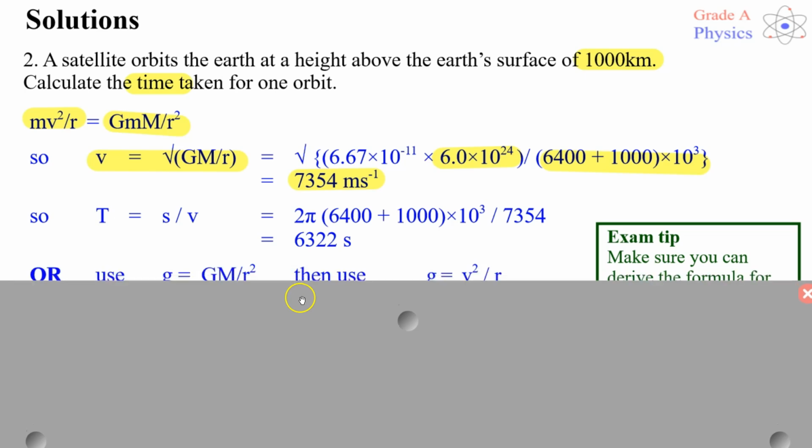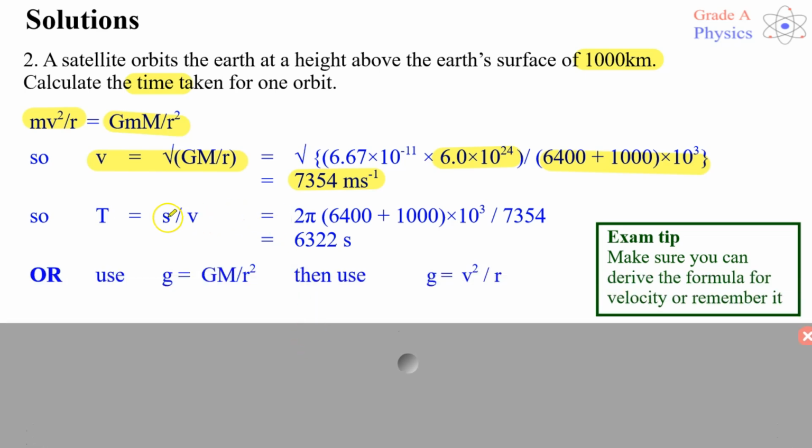So here we assume circular motion, constant velocity, so v equals s over t, make t the subject, so s is going to be the circumference, so 2 pi r. Once again, it's the radius plus the height times by 1,000, multiplied by 2 pi, divided by our previous answer, and we get this value here. And you might be asked to write that in hours or minutes, perhaps.